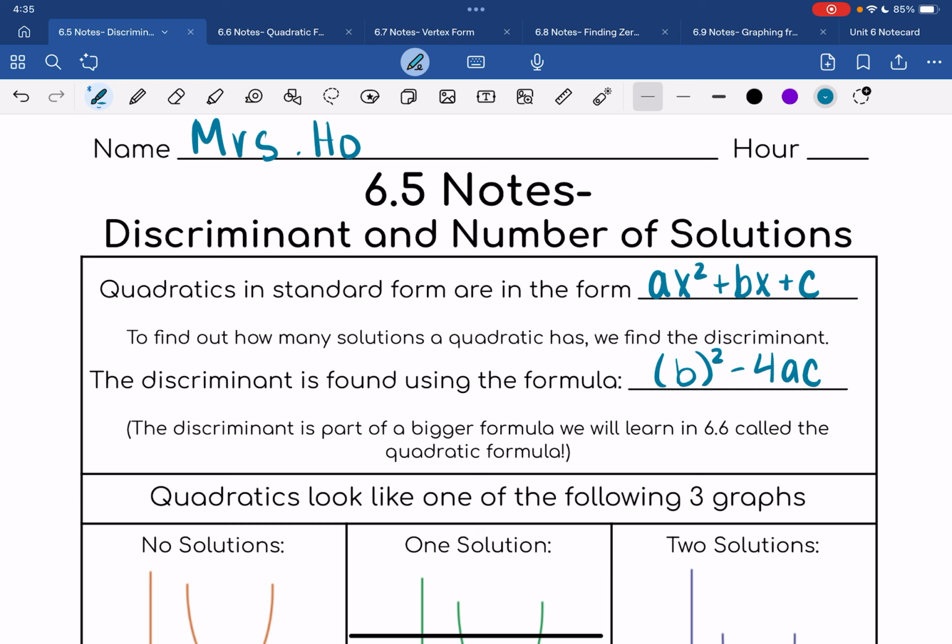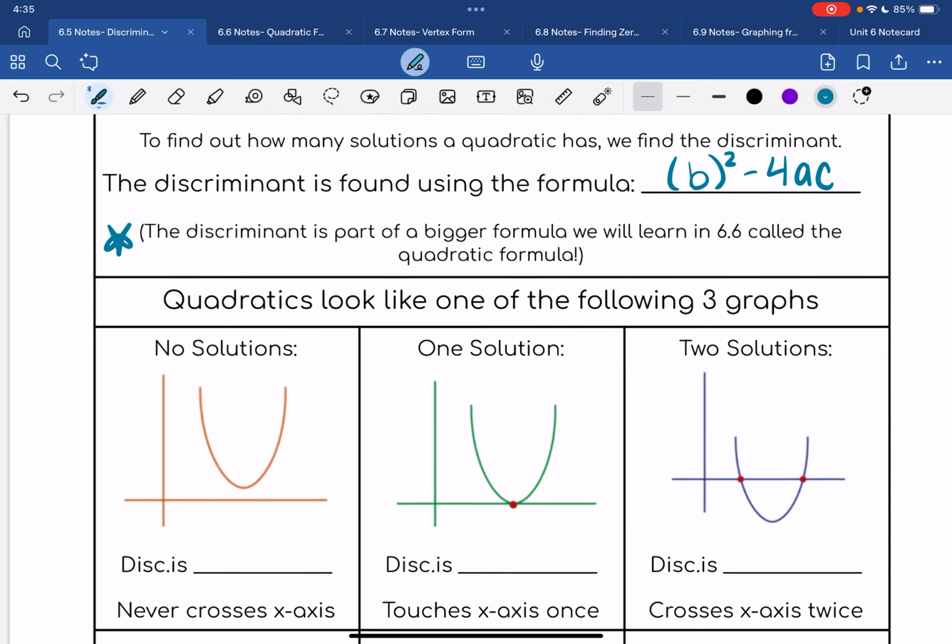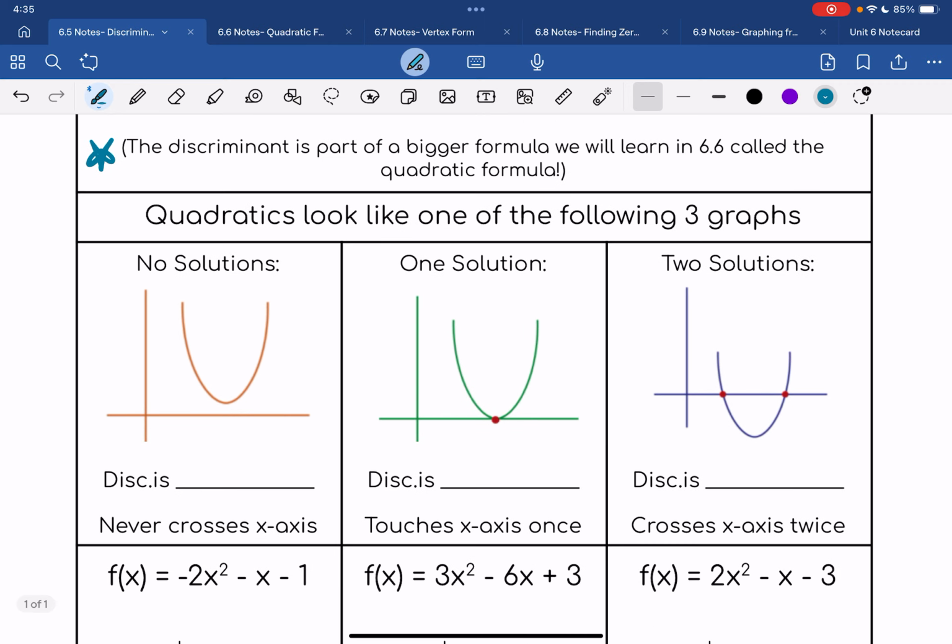The discriminant is part of a bigger formula that we will learn next lesson in 6.6, and that is called the quadratic formula. The quadratic formula lets us find the zeros of any quadratic or the solutions of any quadratic. Right now, this just tells us how many solutions we're going to have. So, our U-shaped quadratics are going to look like one of these three graphs.